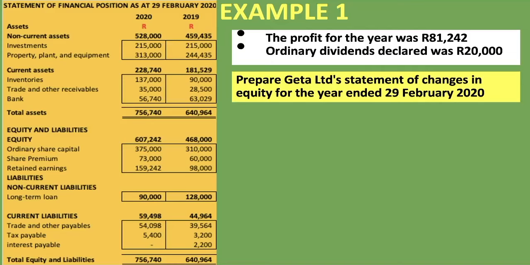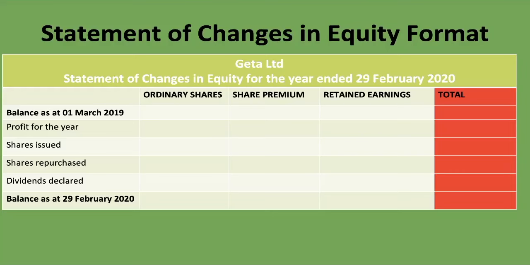Now, we are given the statement of financial position here for 2019 and 2020. And if that's what you are given, then you know which section you will be focusing on. And it's the equity section of the statement of financial position. And in this case here, if you look at our equity section, we have ordinary share capital, we have share premium, and we have retained earnings. So we know definitely in our statement of changes in equity for the company, we will have those three columns, and we will show what the movements are during the year ended 29 February 2020. So here's the format as we had shown earlier.